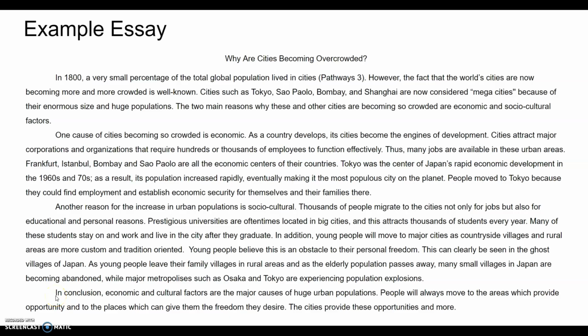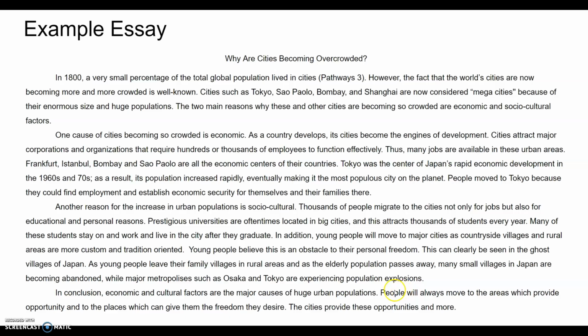Let's take a look at the conclusion paragraph of this essay. This is a very basic conclusion paragraph. It's a little bit short, but it is a conclusion paragraph that wraps up the essay nicely. So we start with this first sentence. In conclusion, economic and cultural factors are the major causes of huge urban populations. So this sentence is a restatement of the thesis statement, or the main idea of the essay.